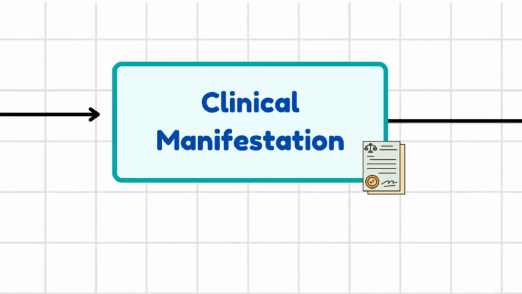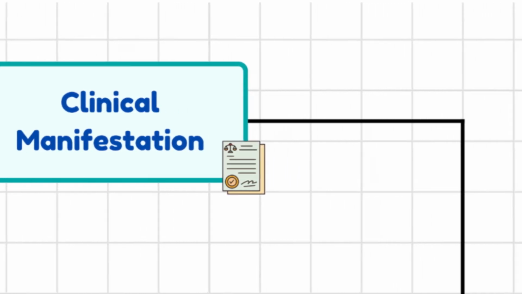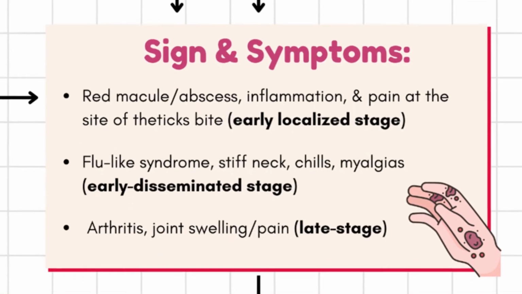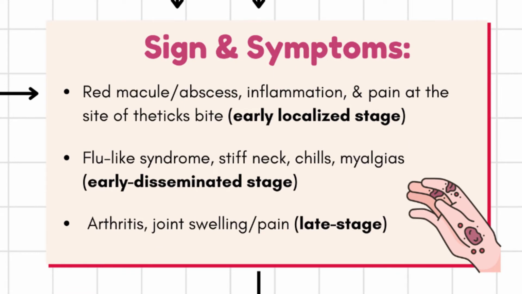Clinical manifestation of Lyme disease is characterized by the pathogenesis of Borrelia burgdorferi and the signs and symptoms of this disease. The signs and symptoms of Borrelia burgdorferi infection can be classified according to the stages of Lyme disease development. If symptoms such as red macular rash, inflammation, and pain at the site of infection persist, then it is determined that the infection has developed to the early localized stage. If symptoms such as flu-like syndrome, fatigue, fever, stiff neck, chills, and myalgias appear, then the early disseminated stage has begun. If left untreated, symptoms such as arthritis, swelling, and pain of joints indicate the late stage of Lyme disease.